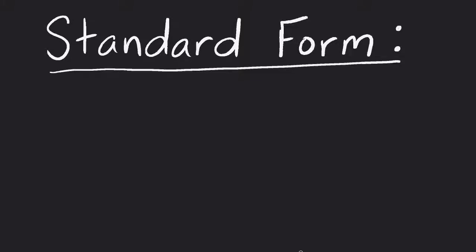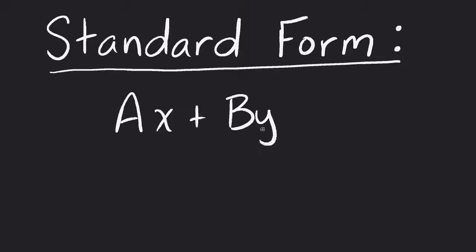The third form for a linear equation is called standard form. This one's not quite as common, but it is seen a lot, and that's the one that says ax plus by equals c. Now there are a couple restrictions on this.